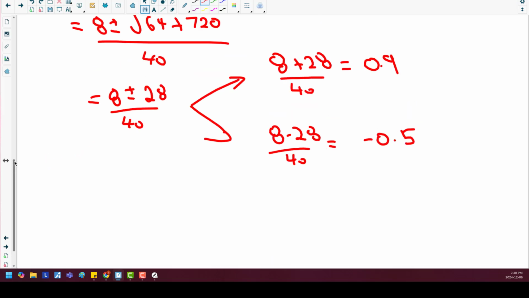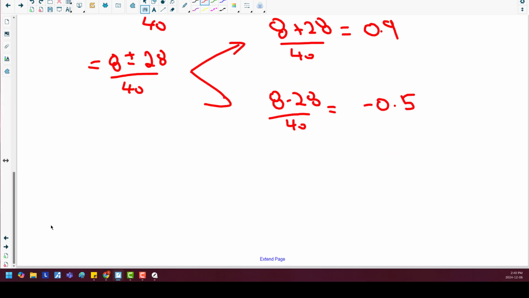Now w was equal to what? Our late statement was cos x. So in reality, this is cos x is equal to 0.9. That's one equation. And cos x is equal to negative 0.5. That's another one. So now we are going to solve these two mini equations.